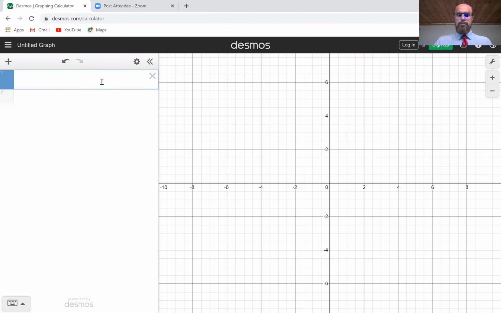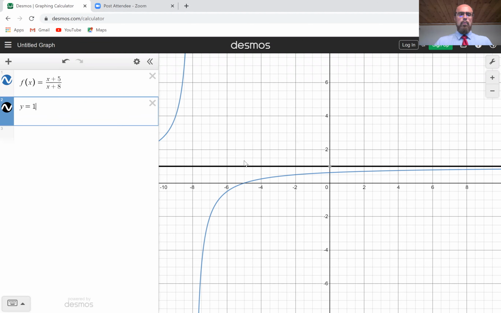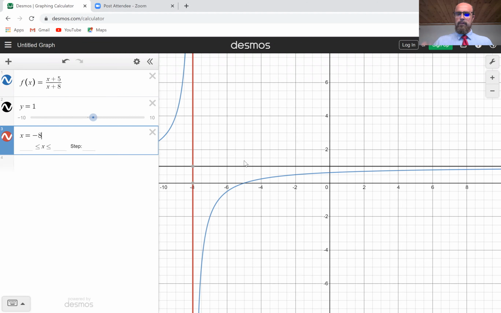And I am going to treat it as a function. So f of x equals, and then for my numerator, x plus 5, denominator, x plus 8. And so I see my graph showing up there, and I can see the places where my asymptotes are. So y equals 1, that's my horizontal asymptote. And then x equals -8, that's my vertical asymptote.